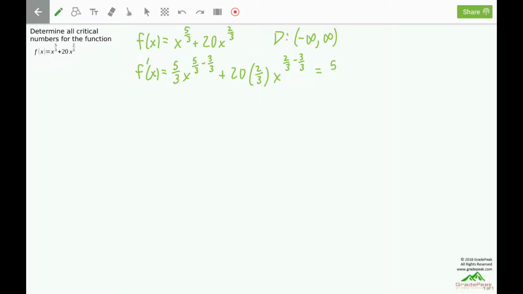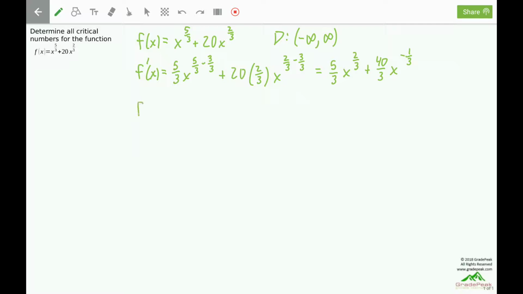The first term is 5/3 x to the 5 minus 3, which is 2/3 power. The second term is 20 times 2/3. 20 times 2 is 40, so it becomes 40/3. X to the 2 minus 3, which is negative 1/3 power.